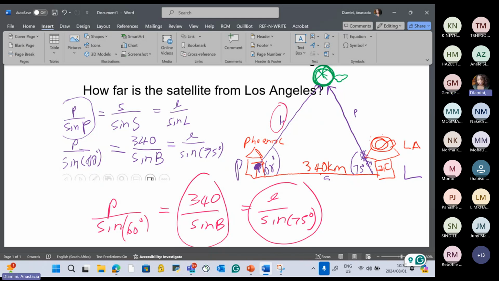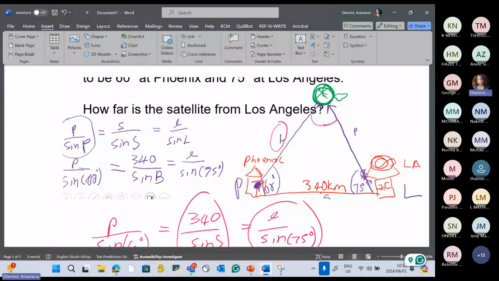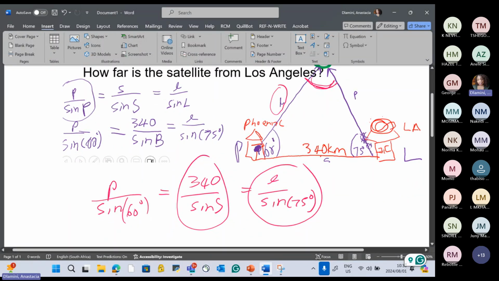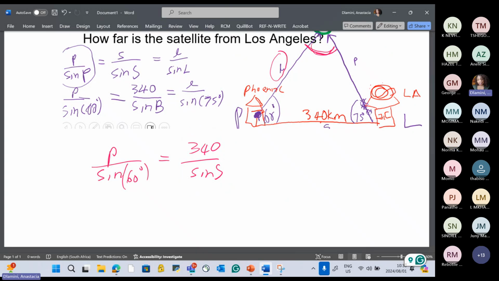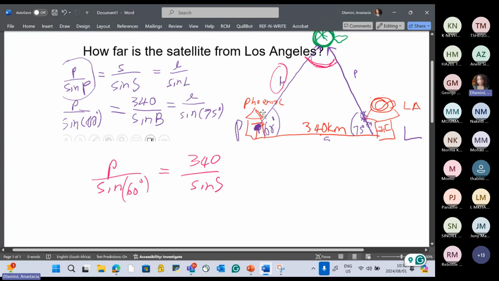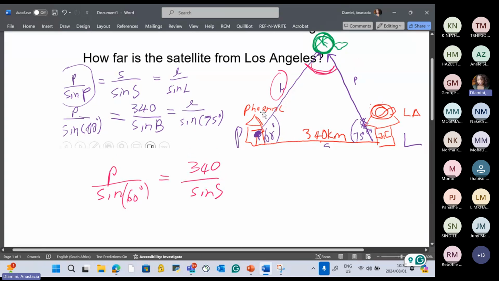But can you find sine of S by looking at your triangle? Look at your triangle, and S is this angle here. Can you find that? Yes, easy. So if it was confusing for you to decide which one to cancel, you could do that and remain with this one there. But if it was not confusing, you can just go directly and write sine of P over sine 60 equals to 340 divided by sine of S.